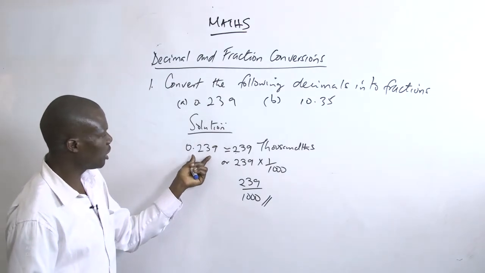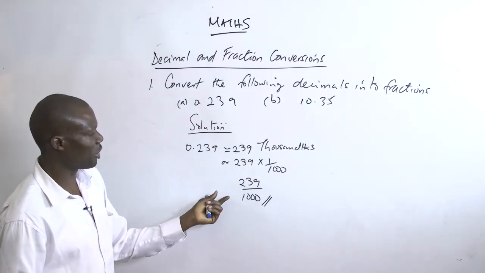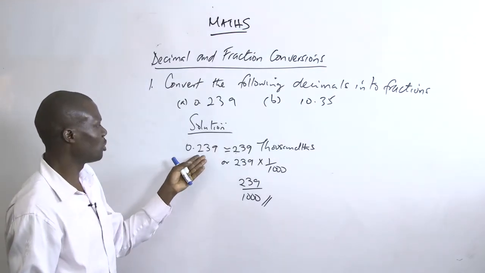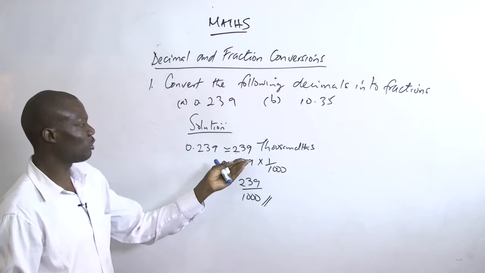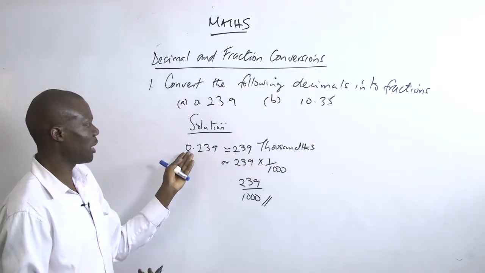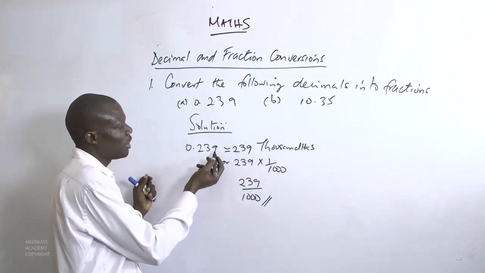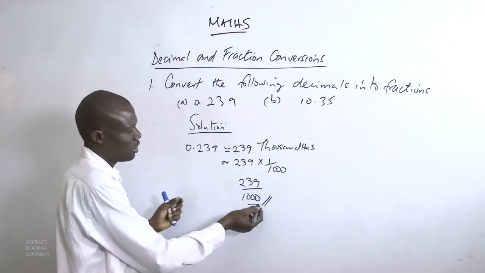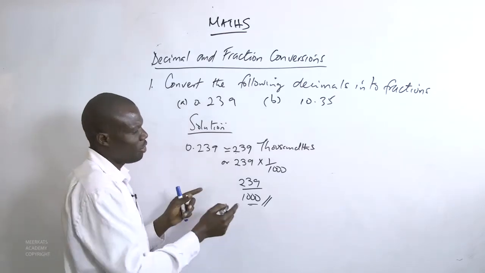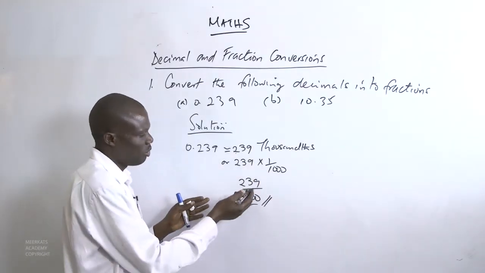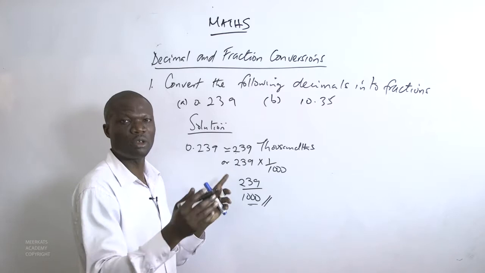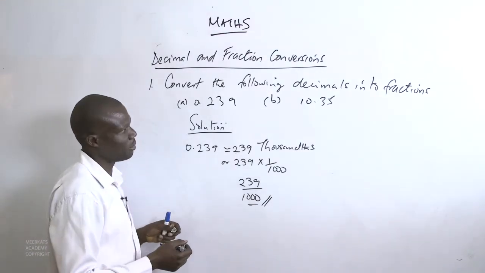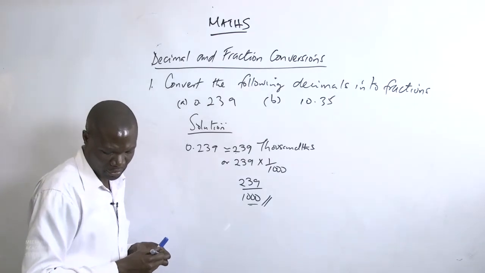We've been able to change this into a fraction simply because we are able to know the number of the place values and what it stands for. It is 1,000, so we just say that 0.239 is the same as 239 thousandths, and that's what gives us the fraction here. But if this can be simplified further, you simplify to the simplest form. But for this case, that's where we stop. Let us look at the second one here.